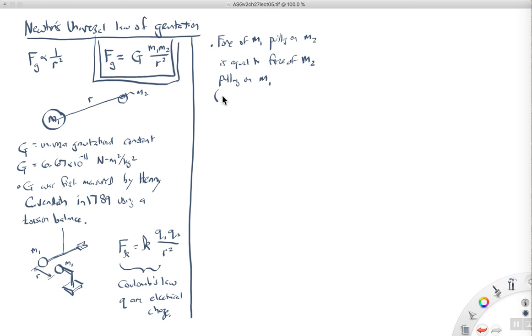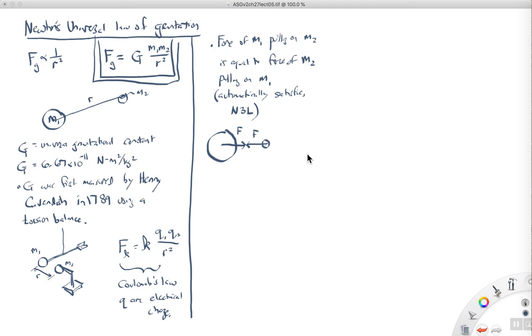So this automatically satisfies Newton's third law, that says for every force there's an equal and opposite force. Okay? And it doesn't matter what the sizes of these masses are. The force with which this one pulls on that one is exactly equal to and opposite in direction the force with which that one pulls on this one. And either one of these forces can be computed using the universal law of gravitation.